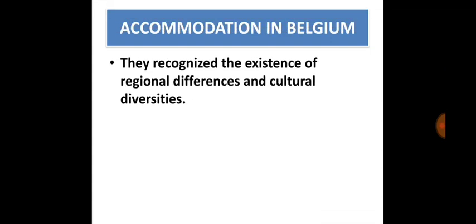They recognized the existence of regional differences and cultural diversity. No one started to dominate the others, but they recognized the culture, the art, and the regional differences that exist in Belgium. In India, we say unity in diversity because we recognize and respect all the cultures, traditions, religions, and regions of our country. So India is unique, and that uniqueness was also adopted by Belgium in practical form.